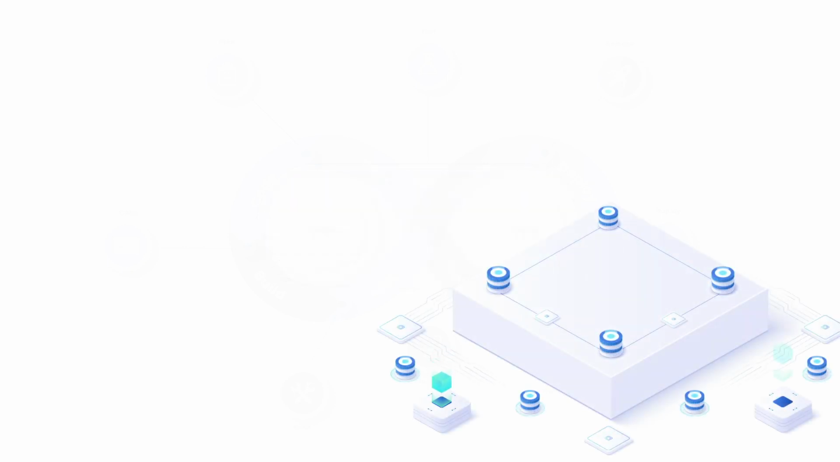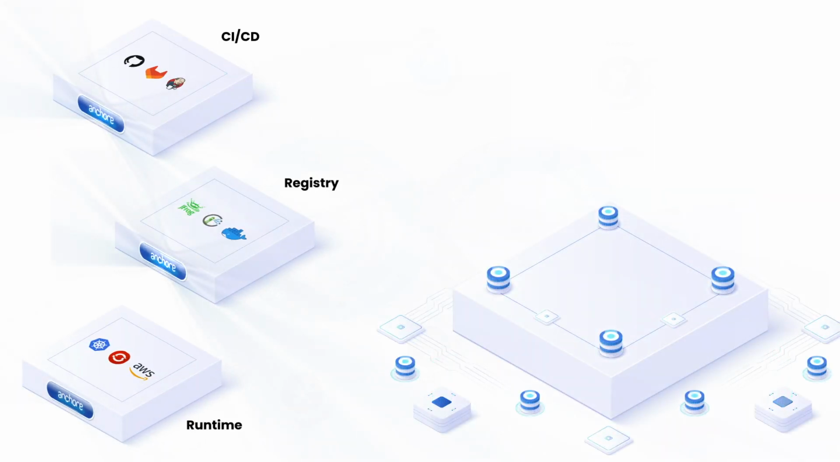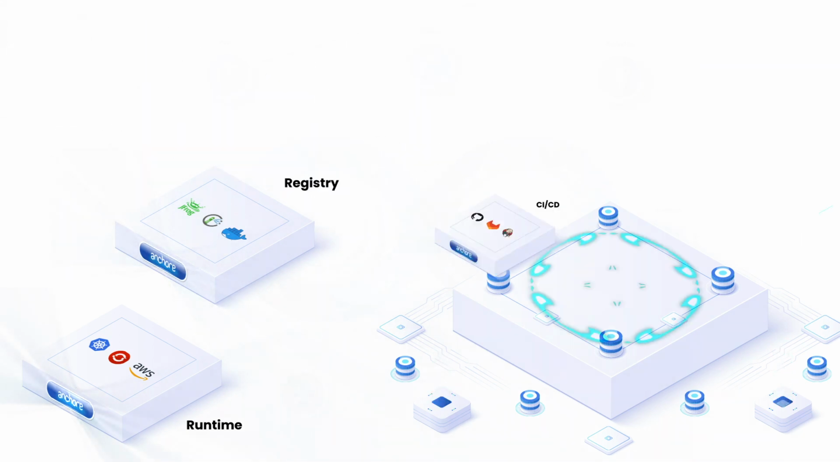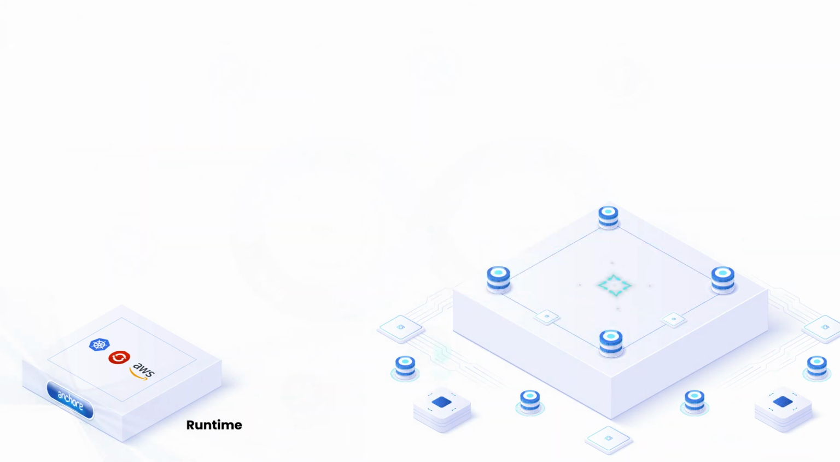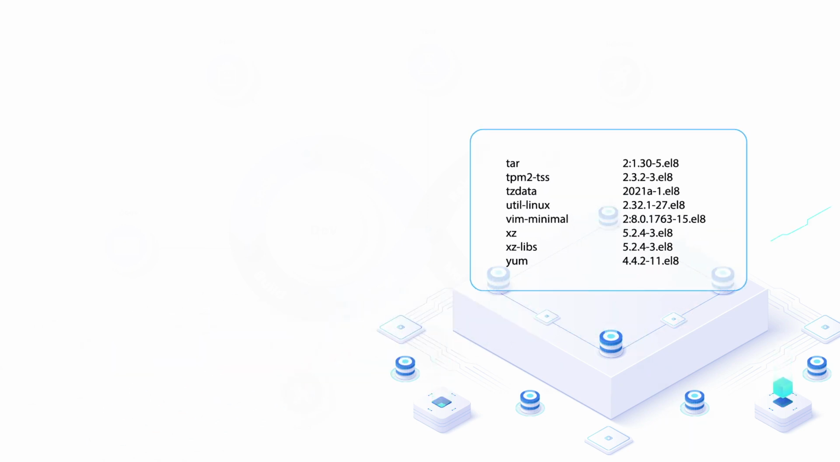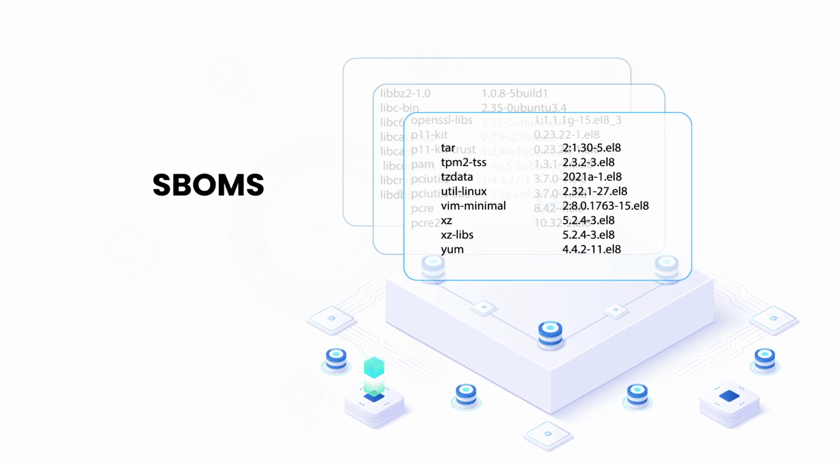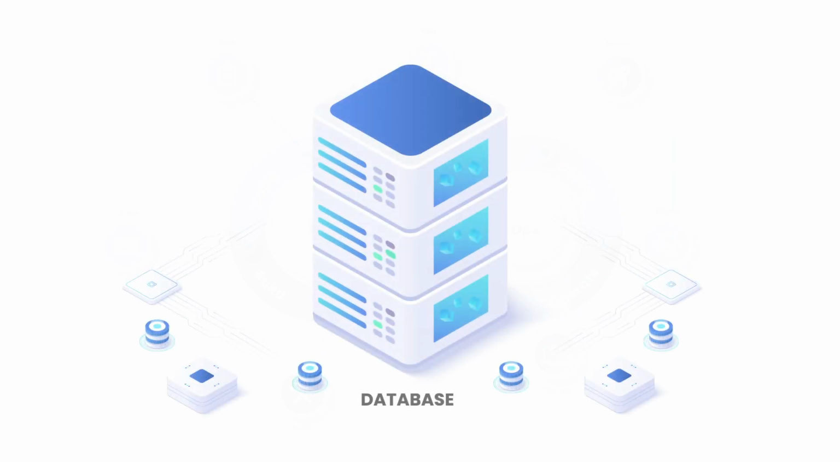Anchore Enterprise generates high-fidelity SBOMs from anywhere in your software development lifecycle. Source code in Git, container builds from CI/CD, or by scanning runtime environments like Kubernetes and Amazon ECS. These SBOMs are stored in Anchore's database to create a comprehensive overview of every software asset in your environment.